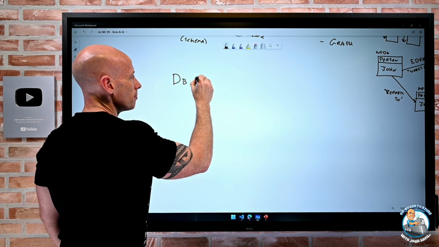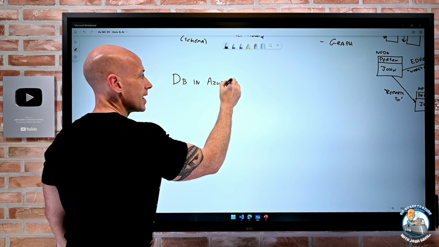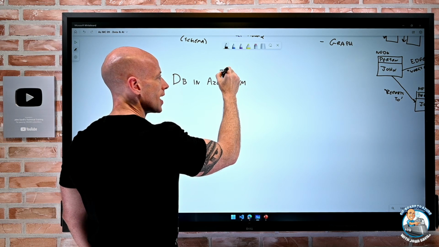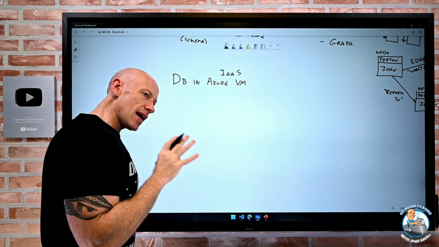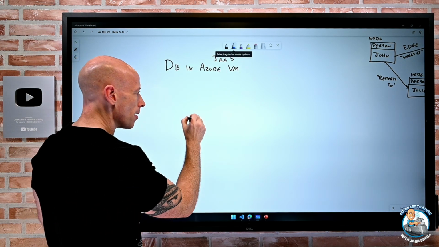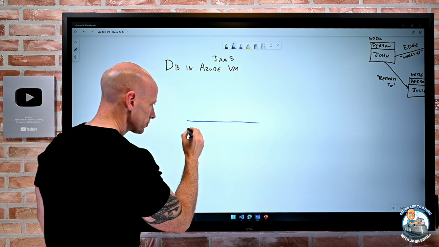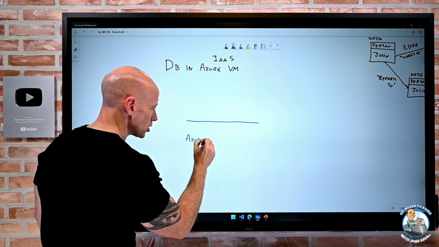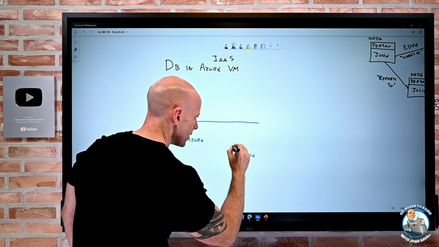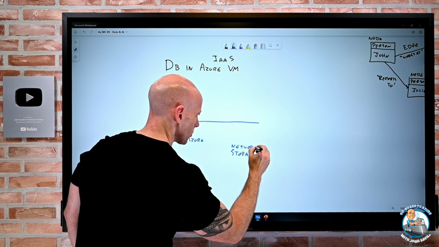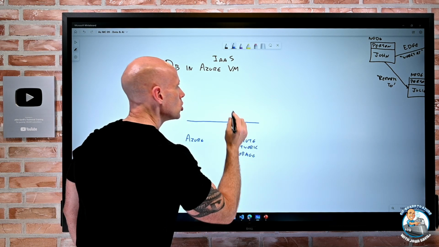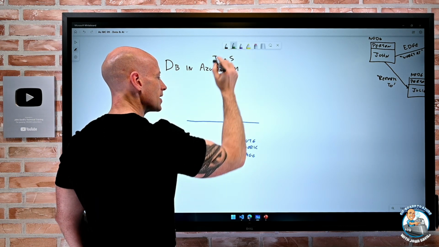So if we go back and think about a database just in an Azure VM, I can absolutely just take an Azure VM. Remember, this is infrastructure as a service. And if we think about that infrastructure as a service, remember what's the line of responsibility? Because it's responsibility we care about. The responsibility here is Azure is responsible for the storage, the network, the compute, and the hypervisor. You are responsible for everything above the line.